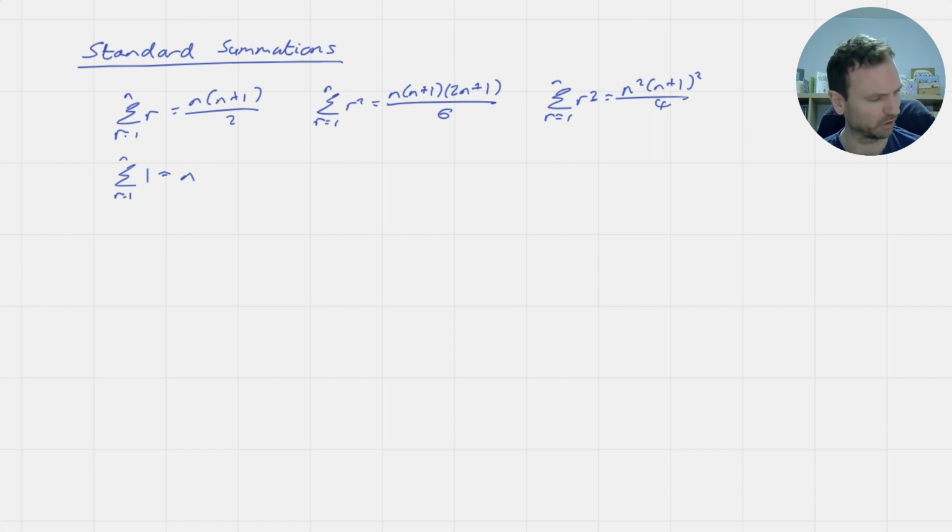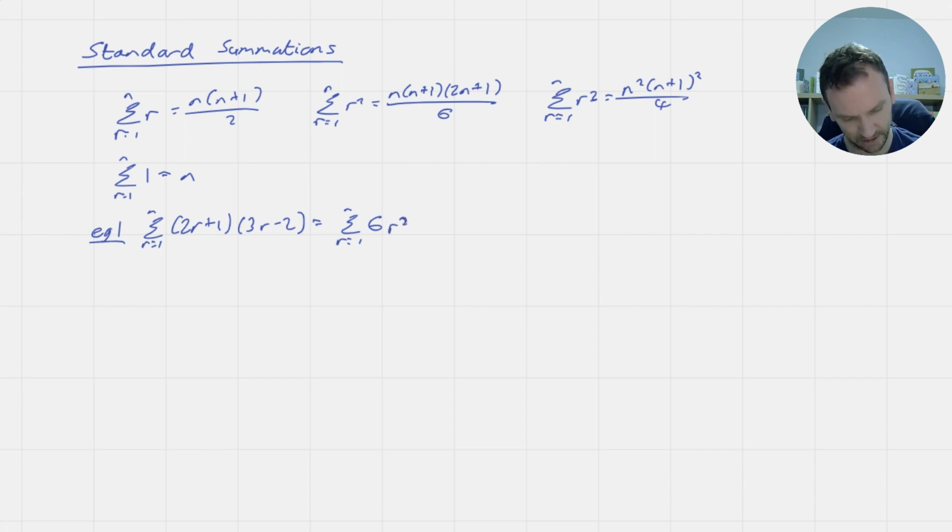Okay, so I want to do an example using these. The first example I want to look at in terms of how we can put these into practice is, what if we wanted to sum from r equals 1 to n of (2r plus 1) multiplied by (3r subtract 2). The first step is just to expand these brackets and rewrite this. So this is going to be the sum from r equals 1 to n of 6r squared, 2r times 3r, and then if we expand the rest of the brackets, we get 6r squared, subtract r, and subtract 2. That's the summation we want to be doing here.